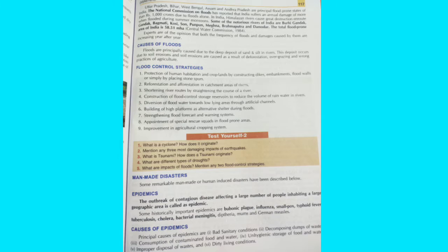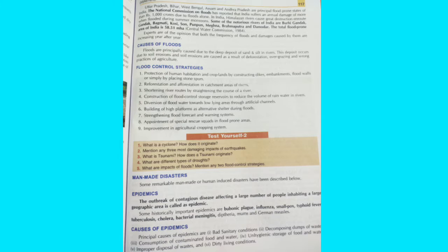Shortening river routes by strengthening the course of the river, construction of flood control storage reservoirs, diversion of flood water towards low-lying areas, building of high platforms as alternative shelter, strengthening flood forecast and warning systems, appointment of special rescue squads in flood-prone areas, improvement in agricultural cropping systems. So all these measures can be taken up to improve the condition.